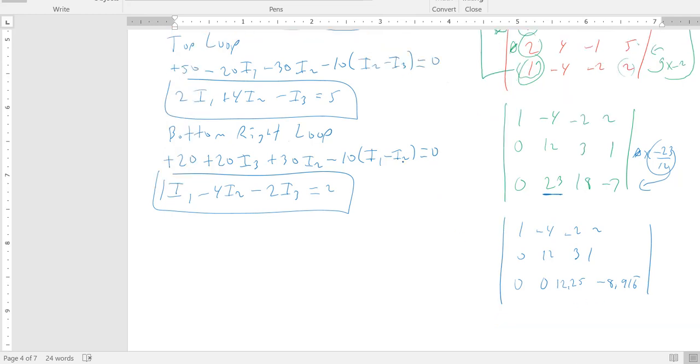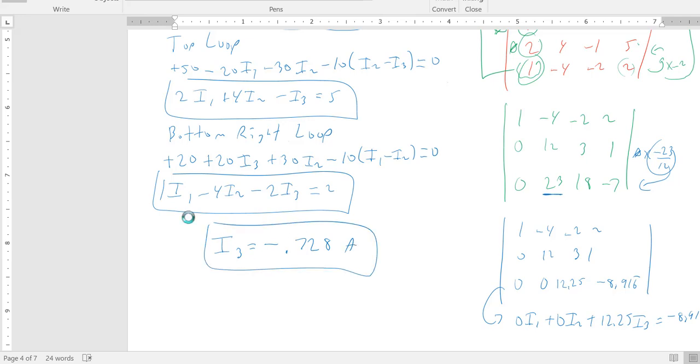Okay. So now that last thing is an equation. These are the coefficients. So it's 0I1 plus 0I2 plus 12.25I3 equals -8.916. Okay. So now we can solve for I3, and you get I3 equals -0.728 amps. So by the way, we guessed wrong on I3. It's going the other way.